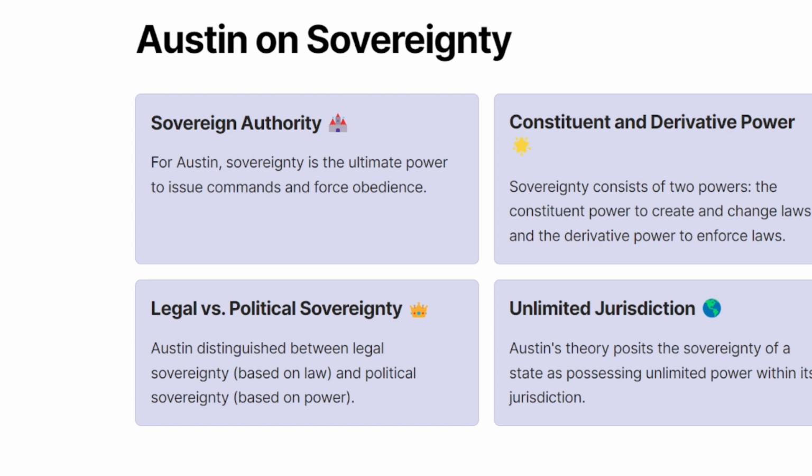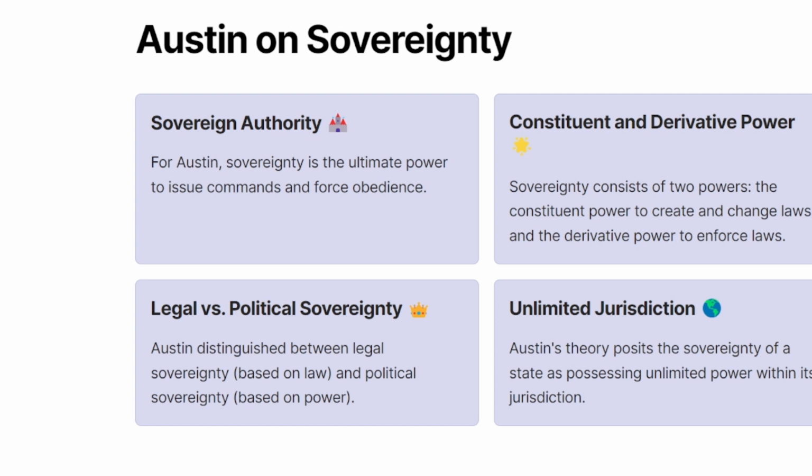Legal versus political sovereignty. Austin distinguished between legal sovereignty, which is obviously based on law, and political sovereignty, which is based on power. So sometimes what rulers do is negate laws and try to capture as much power as possible. They forget about the welfare of the state, they forget about their public, or they forget everything. They are just in the lust of power.